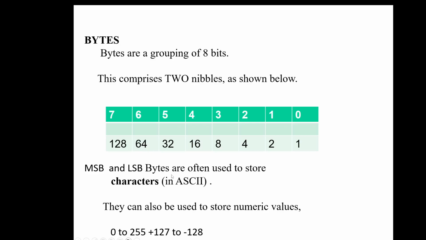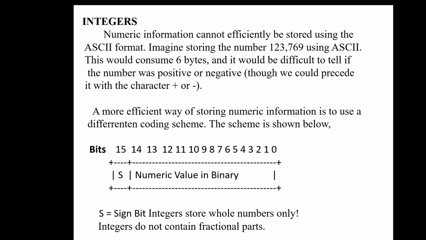They can also be used to store numeric values, particularly values 0 to 255. Or if you set aside 1 bit to represent a sign, it can represent quantities 127 to negative 128. What is an integer? An integer is a numeric representation that can actually be stored using the ASCII format. The more efficient way of storing information is to use a different coding scheme.